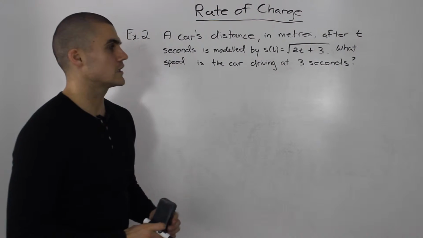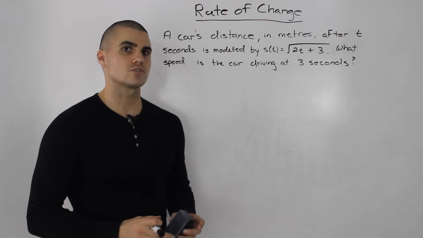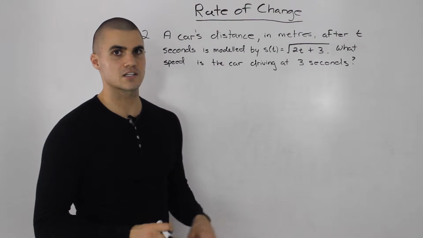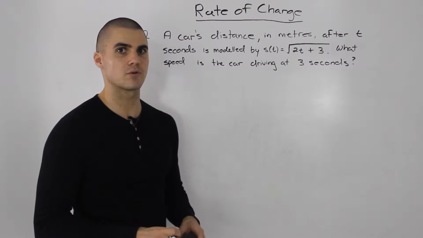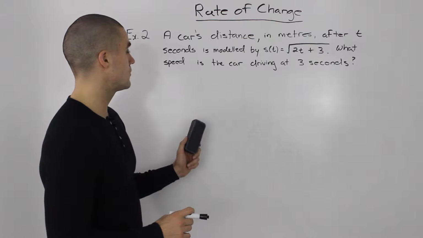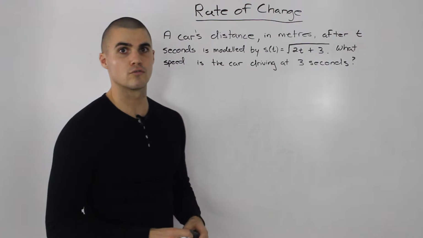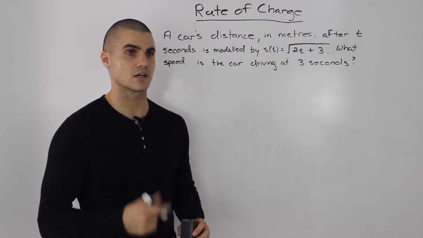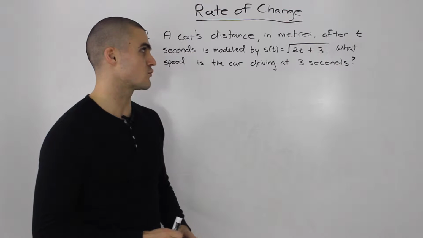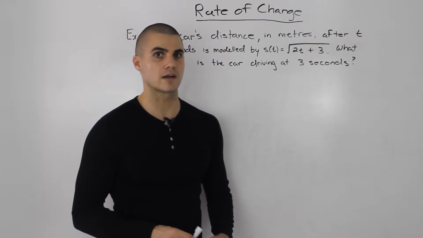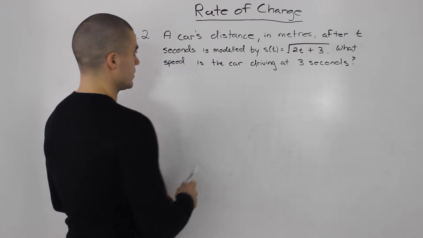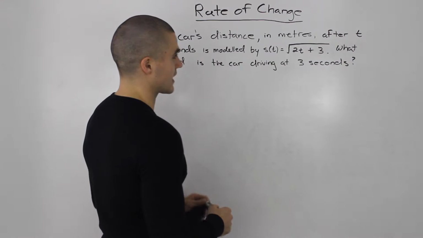Now, before we get into this question, a couple of things you may want to review. You may want to go over rationalizing expressions, more specifically rationalizing two-term expressions. And you may want to go over the third example for the slope of a tangent chapter, because we go over finding the slope of a tangent for a radical function, and we're going to have to do that in this question as well. So, back to this question, what speed is the car driving at 3 seconds?